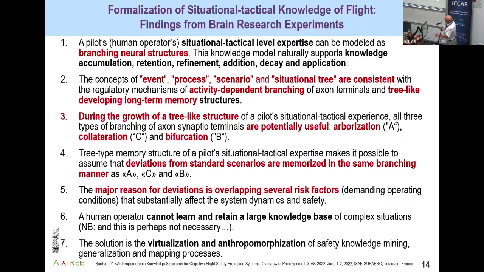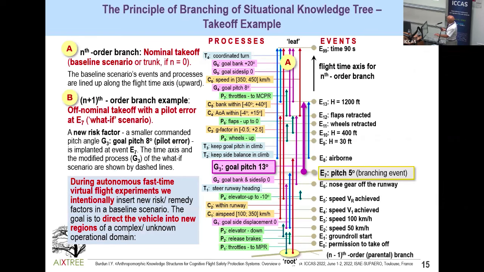I will skip it. But the main thing is that the branching nature of the neural activity allows for deviations from the standard scenarios, standard operating procedures, the flight manual, or other standard things. So this perfectly fits the neural basis for the knowledge. And this is an example of branching of the situation knowledge tree for the takeoff.